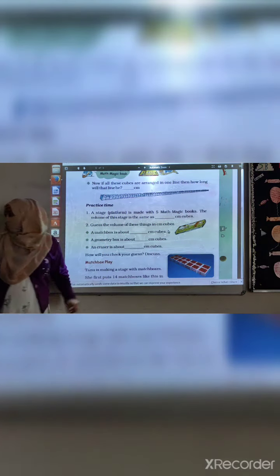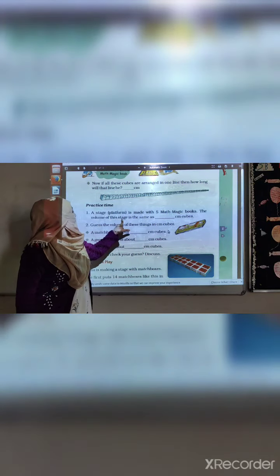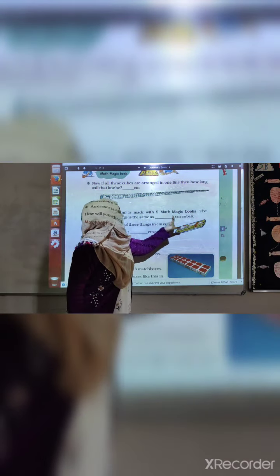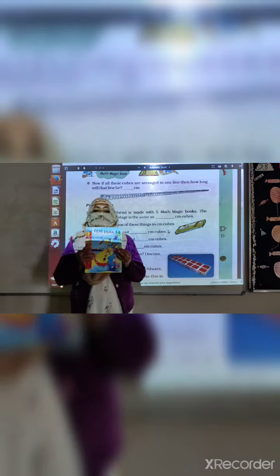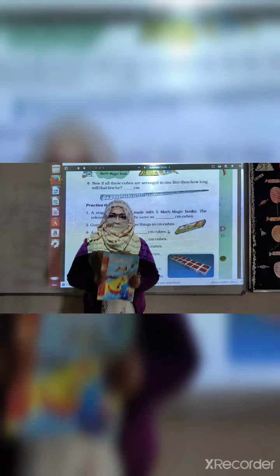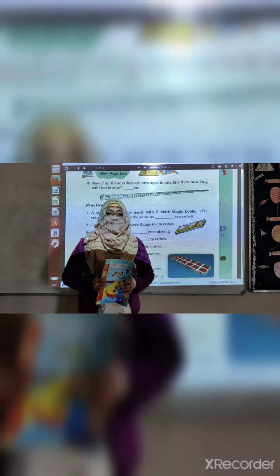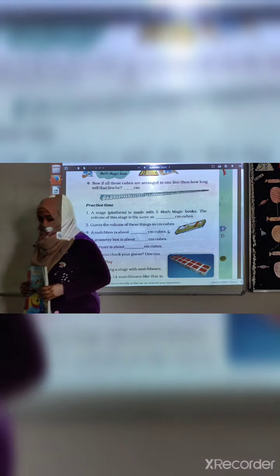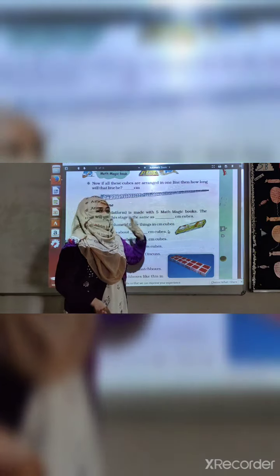Now what are they taking? A stage platform is made with 5 Maths Magic books. The volume of this stage is the same as dash centimeter cubes. That means now we will be taking out the volume of this Maths Magic book, that I am going to show to you. Okay? So let's see how we are going to do it. Okay, so the answer will be written here about the volume of the Maths Magic book.